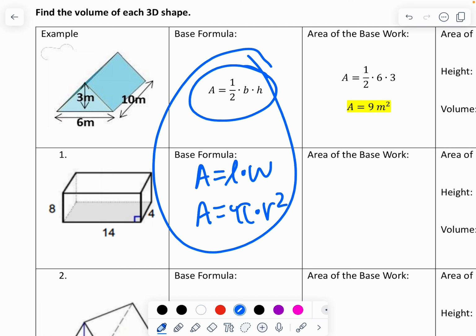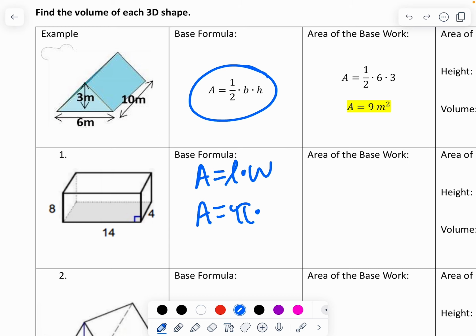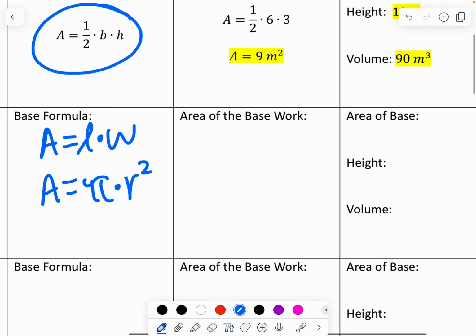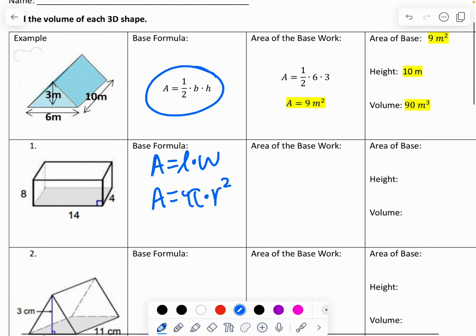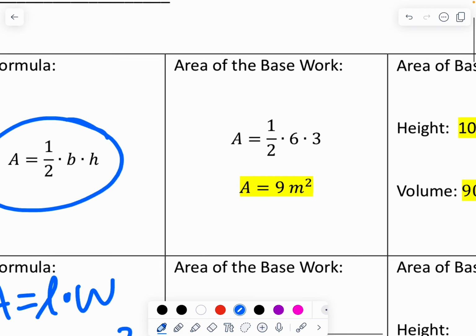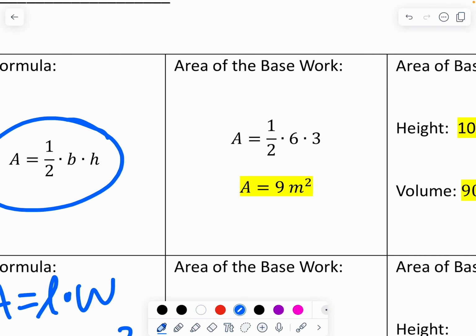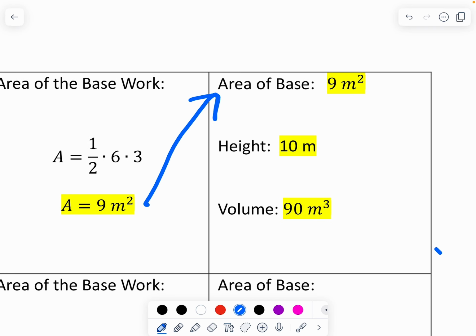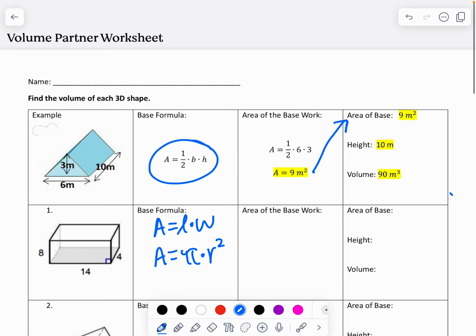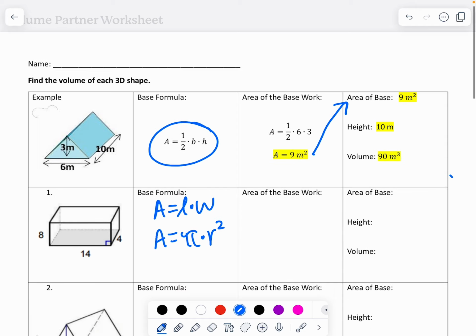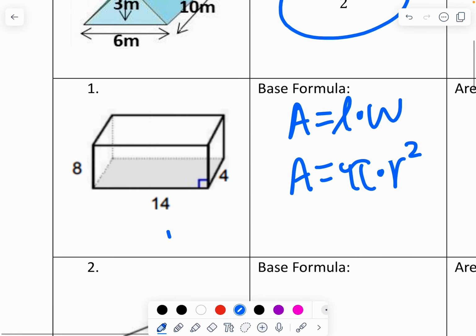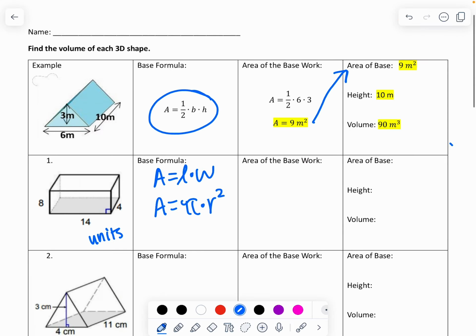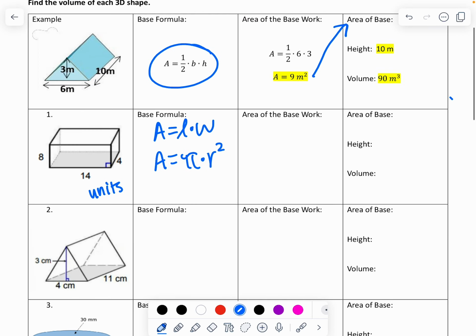Okay, it doesn't want the volume formula. It wants how do you find the area of the base. And then you're actually going to solve it in this column. Okay, so you would solve it like we did here. So the area formula was 1/2 times 6 times 3, and then we solved it there, and then that's the answer that goes for the area of the base, and then you put your height, and then you multiply them to get your volume. So exactly what we just did, it's just having you break it down a little bit more. Remember, if there's no label, it is units. Okay, make sure you label. Area will be squared, volume will be cubed.